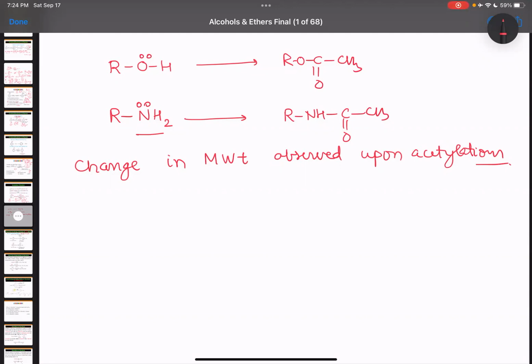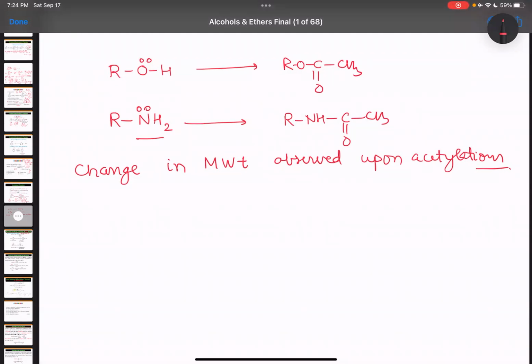Memuna, any idea? You can calculate quickly, but you need to remember it. But that's very important. Why it is important, I'm going to tell you. First of all, you can tell me what is the change in molecular weight observed if you do the acetylation. So 42. Yeah, it is 42 per OH. Change in molecular weight will be 42. Okay. So where it will be used?